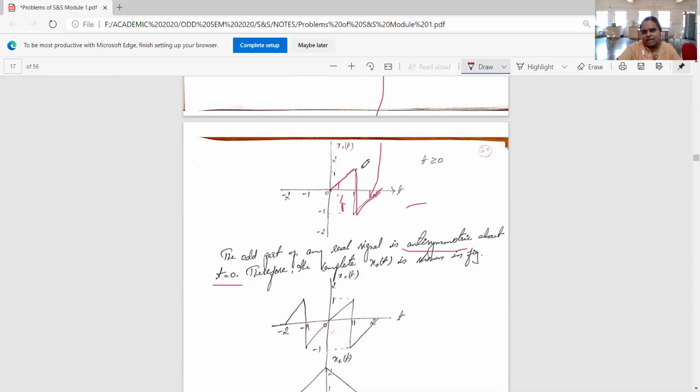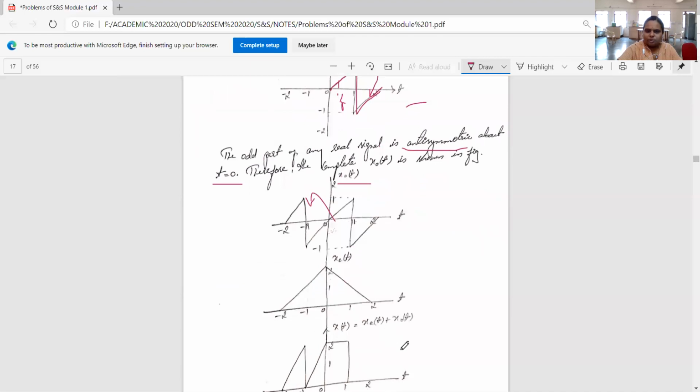For that reason, this anti-symmetric signal we can draw like this. Observe here, we already got the values for t greater than 0. Just draw the anti-symmetric signal, so you'll be getting your x odd of t. Just how it is the same, you will take on the other side. This is how you have to draw the anti-symmetric signal. Okay, it's not a mirror image, it's a reflection of that. This is how x odd of t you will be getting.